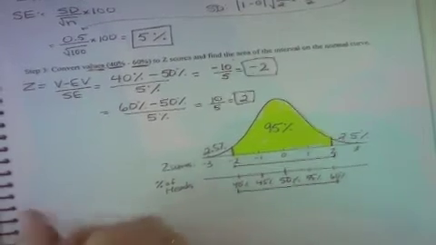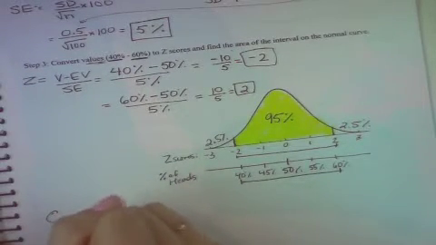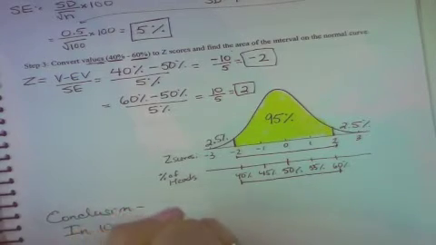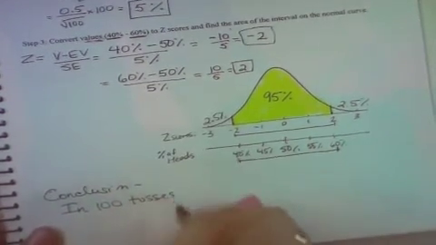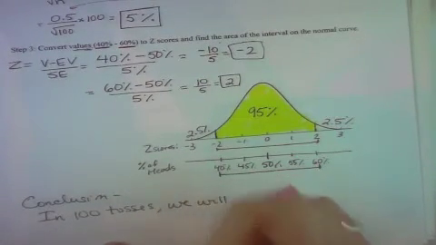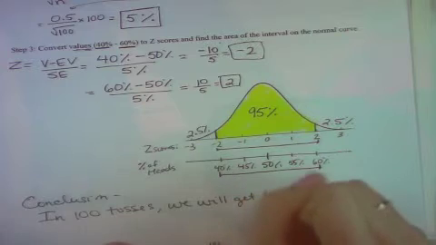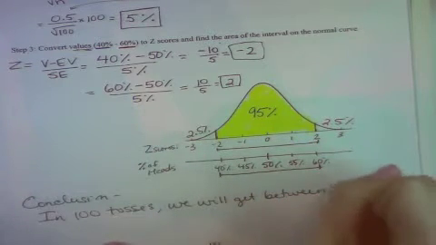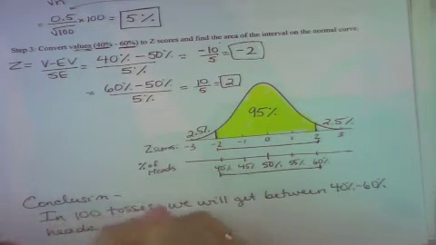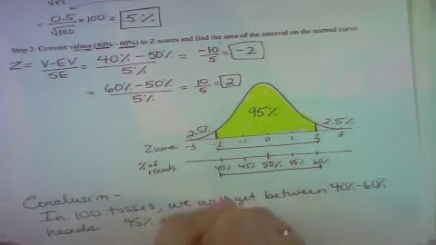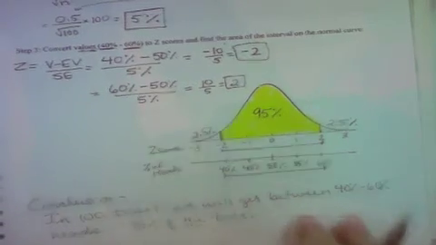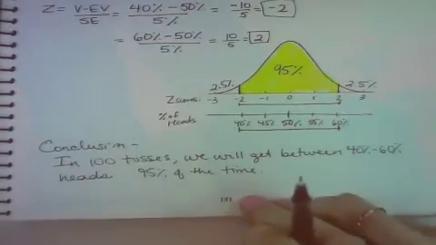So, again, for a little conclusion, just to wrap things up on this one. Conclusion: in 100 tosses, we will get between 40 and 60% heads 95% of the time. Not exactly literary genius right there, but gets the point across, right?